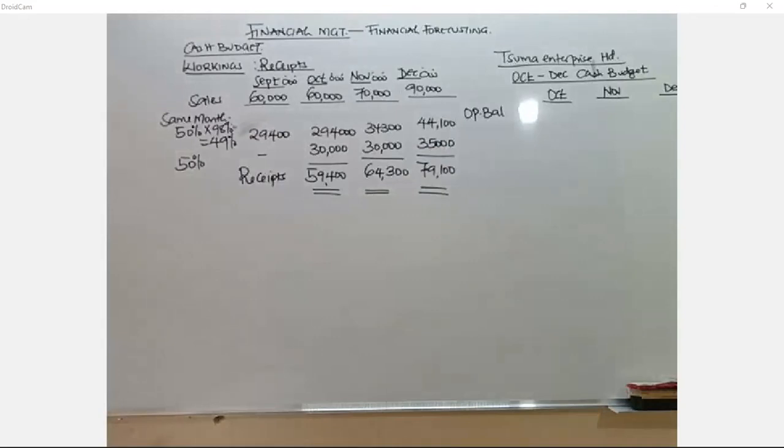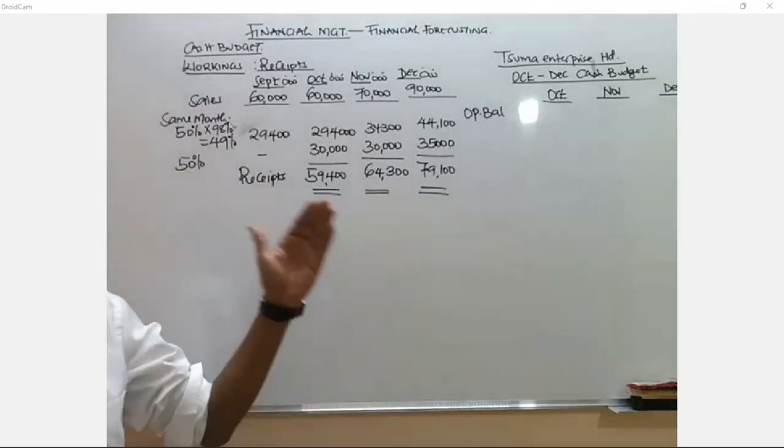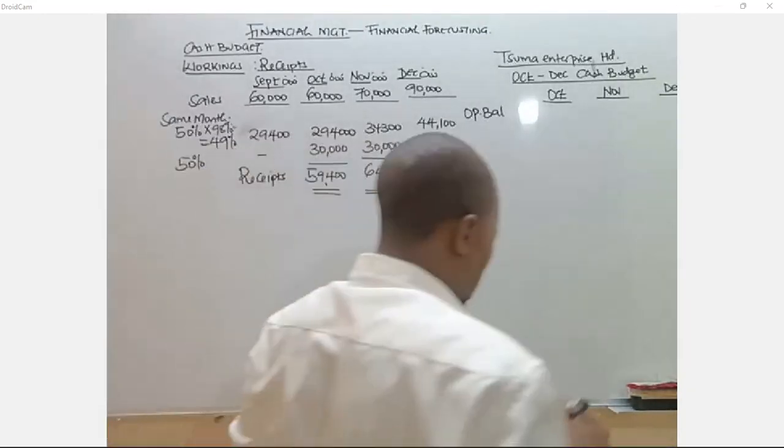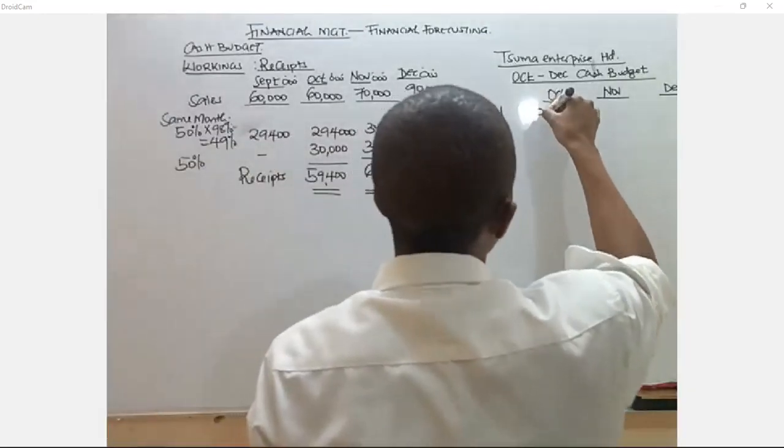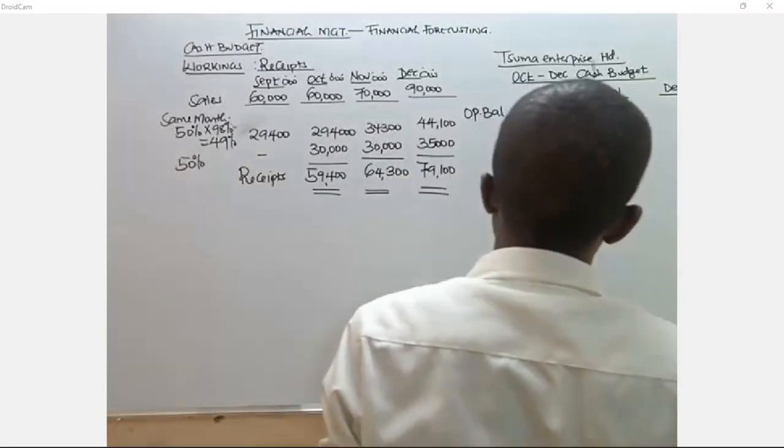I can see under additional information number 5, we are being told that on 1st October, the firm plans to have 10 million in the bank. That is our opening balance for the month of October. So you just come here straight away. I put here 10,000. That is our opening balance for the month of October.